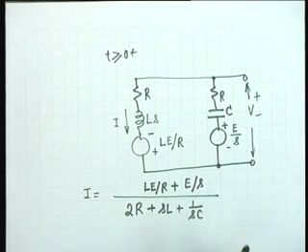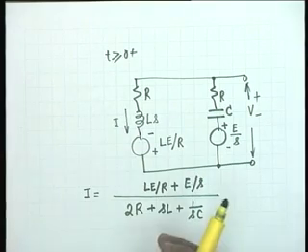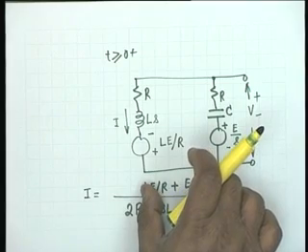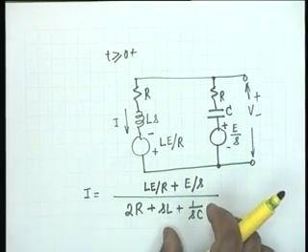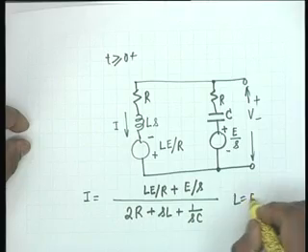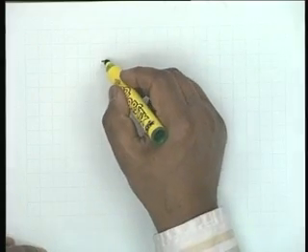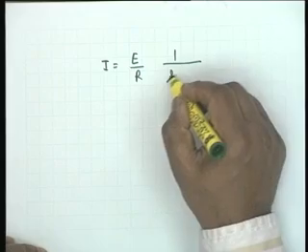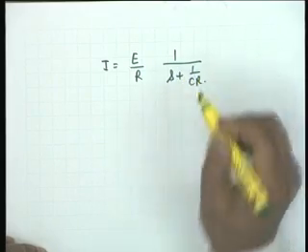The numerator should be a first order term, but it turns out that one of the terms cancels out. The first order factor of the numerator cancels with one of the factors in the denominator, and simplification with L equal to CR squared, this algebra you can do, simply reveals that I is equal to E by R times 1 over S plus 1 by CR.